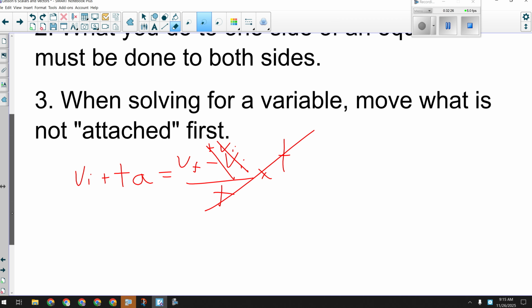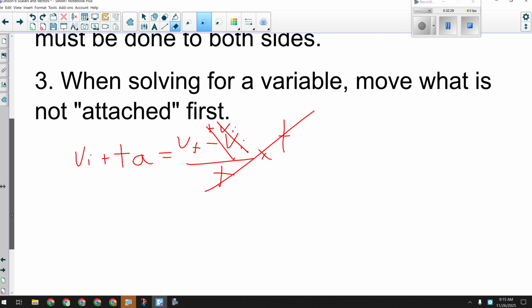Okay, how many people are taking Math 10C right now? Okay, just one, all right. So then not many of you have seen this formula, which we will be using very soon. Okay, y equals m times x plus b. Okay, so I want to solve for m. What should I move first?